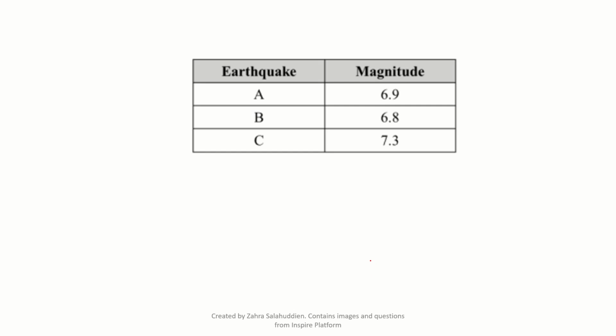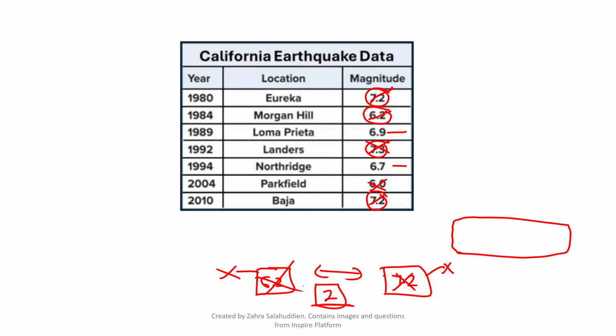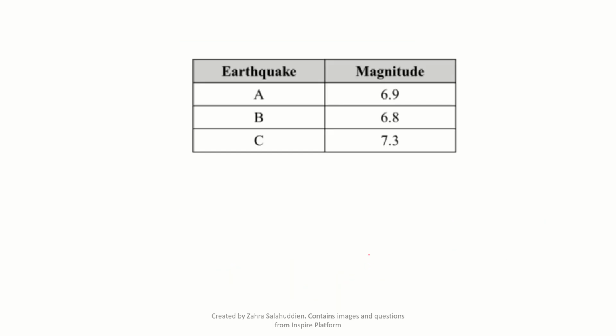Okay, the last type of question. This one is a writing question. The one before was multiple choice, and this one will be writing. In writing, we're going to ask you to arrange something. Arrange means to put it in order. You are going to organize it.